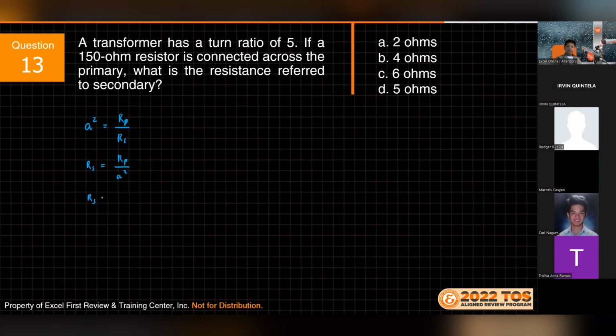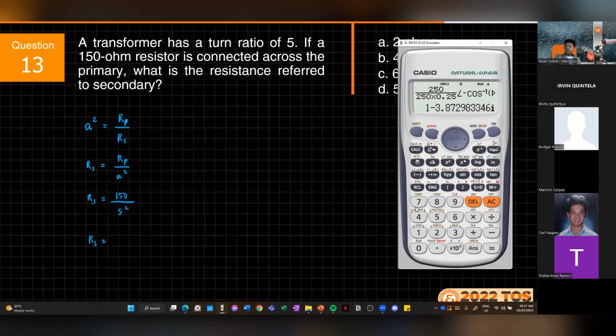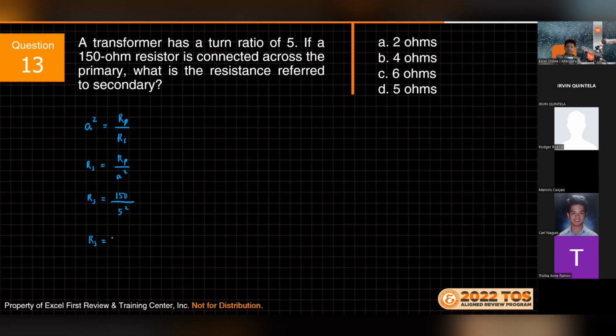And when that happens, what's RP? 150 over turns ratio of 5 squared. Okay? So now, we have 150 over 25, which is 6 ohms. Okay? So that's it, no?